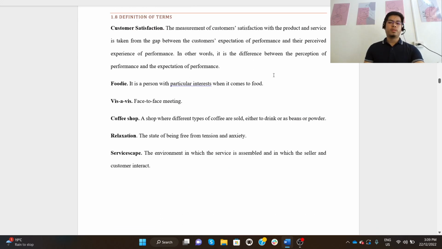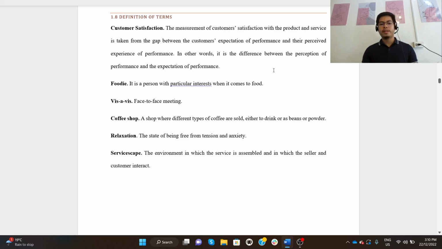And we have the definition of terms. Customer satisfaction, based on this paper, is defined as the measurement of customer satisfaction with a product and service, taken from the gap between the customer's expectation of performance and their perceived experience of performance. In other words, it is the difference between the perception of performance and the expectation of performance.